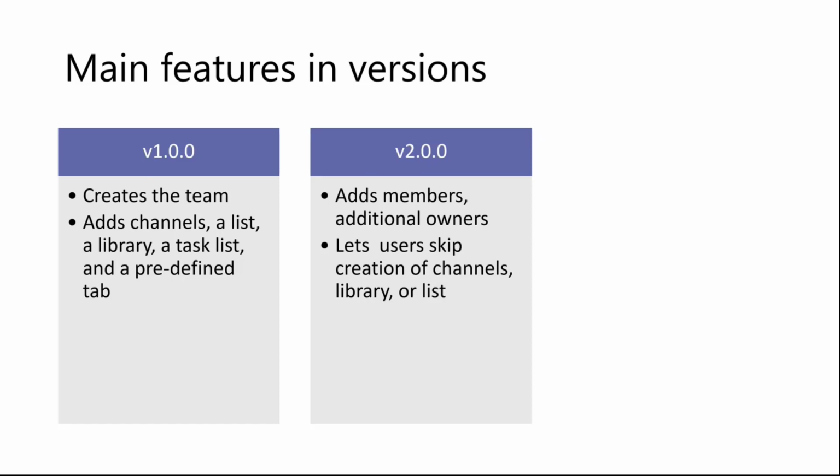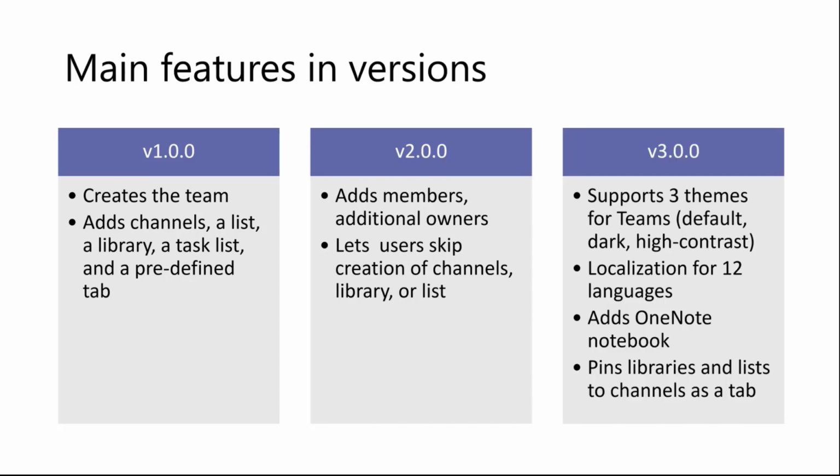And a couple of weeks ago, we launched version 3.0, and that was a major progress because now we support 3 themes for Teams: default, dark, and high contrast modes. We have localization in 12 languages. You can add a OneNote notebook to a channel, and you can pin lists and libraries to channels as a tab.